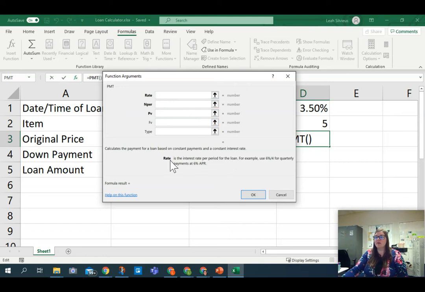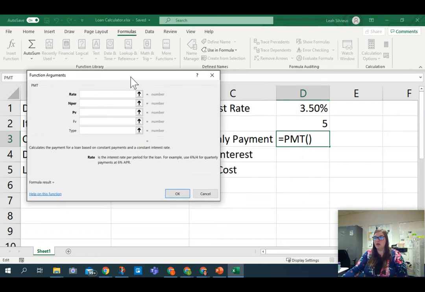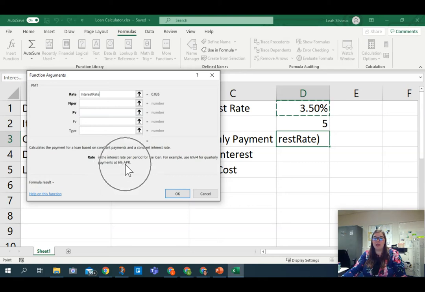So I'm going to start in rate, and it says rate is the interest rate. Okay, great. So I'm going to click in rate and go grab the interest rate, and you'll see it'll bring in the words interest rate, and it shows an interest rate of 0.035. But then it says it's the interest rate per period for the loan. For example, if you are charged quarterly for the loan, you divide by 4. So if you're charged 6% APR, annual percentage rate, annual means yearly, and you only pay every quarter, so every 3 months, you divide by 4.